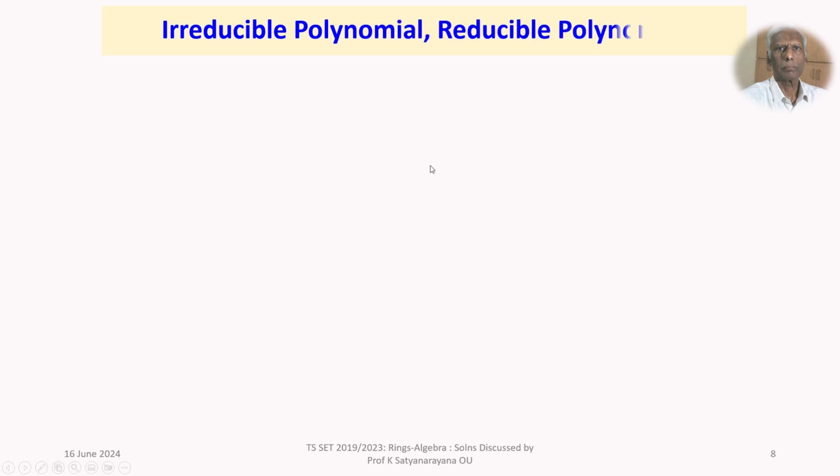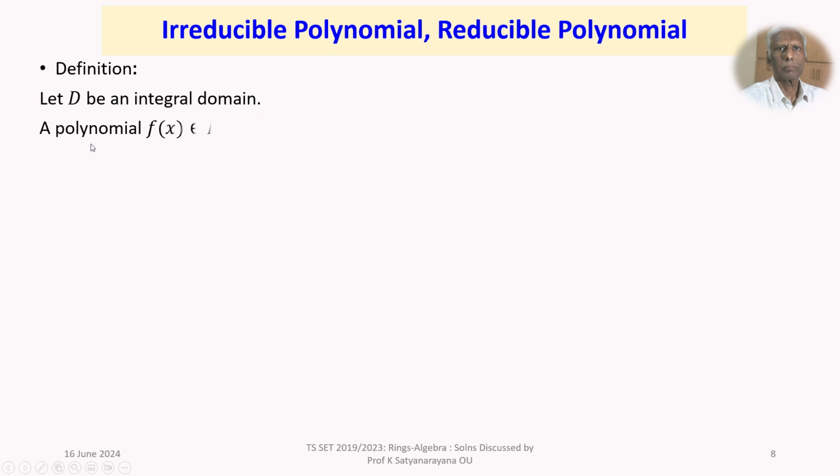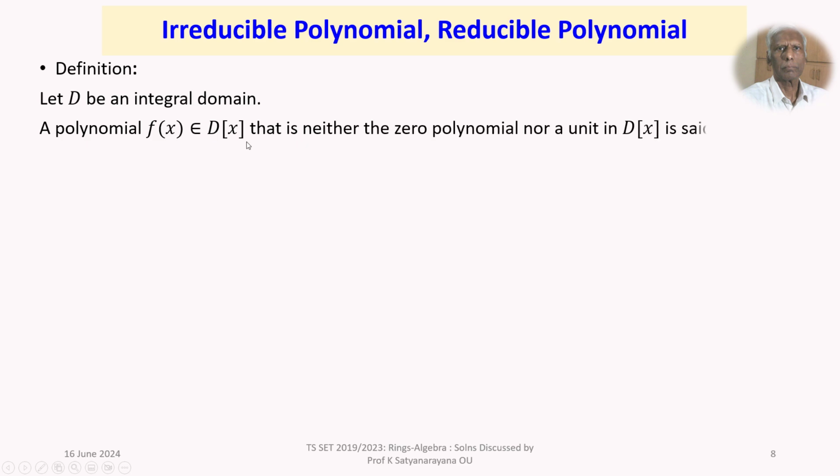Now, I will briefly talk about the definitions of an irreducible polynomial and a reducible polynomial. To start with, we have D, an integral domain, and a polynomial f(x) belongs to D[x]. D[x] is the polynomial ring over D, the set of all polynomials whose coefficients come from D, and that forms a ring.